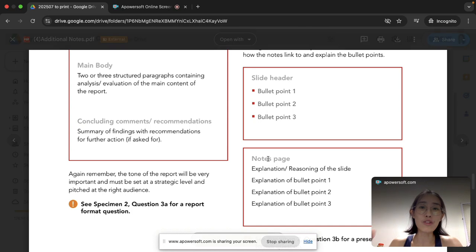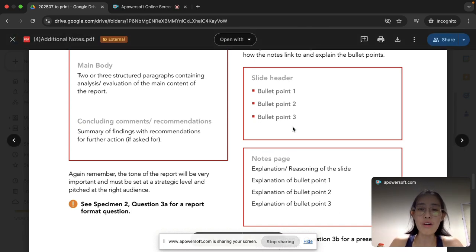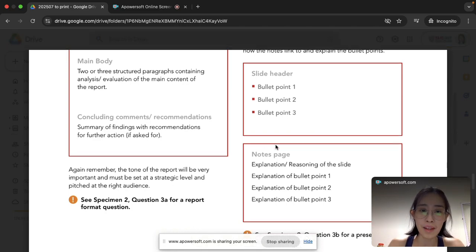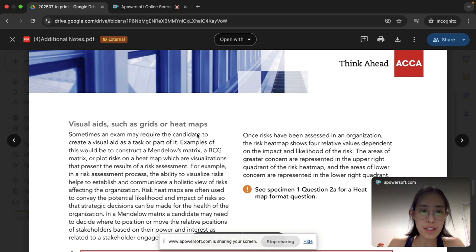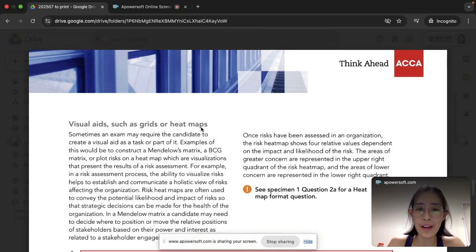If you need to write 2 slides, then they will continue with slides number 2 and note number 2. So it's already very structured for the candidates just to fill in the content, right? Then we also have these visual aids, grids or heat maps.